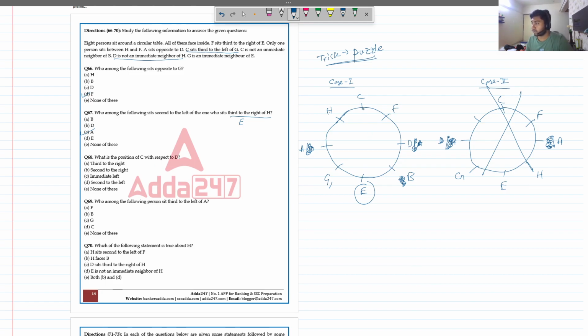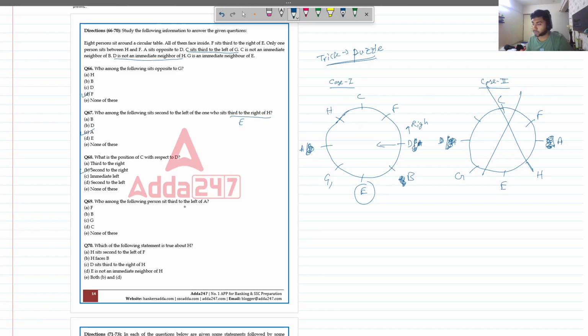Position of C with respect to D. So if D is sitting over here and looking inside, facing this side, that means this is the right side for D. This is the right side for D. That means first, second. Second to the right. This is my correct answer.